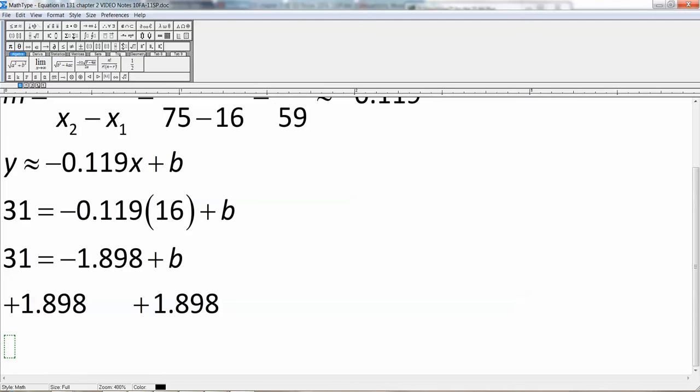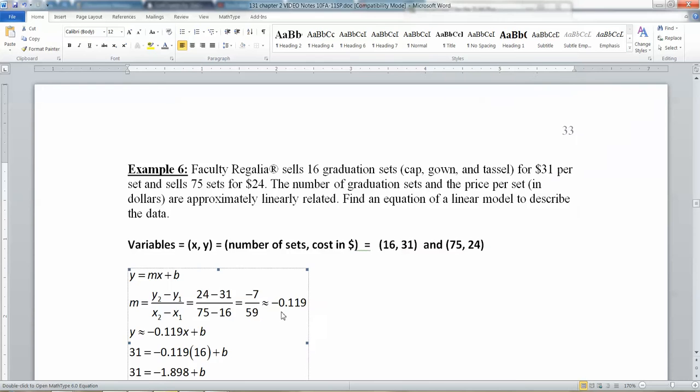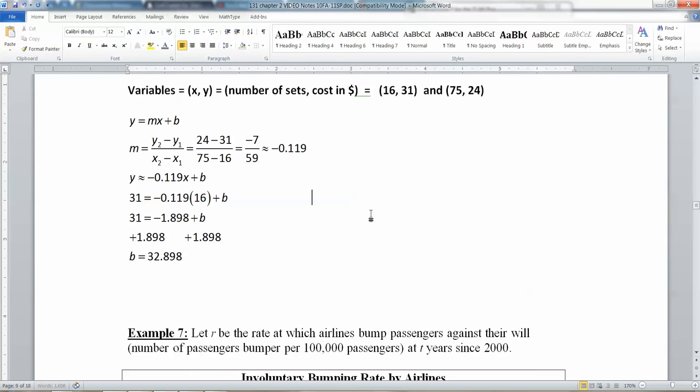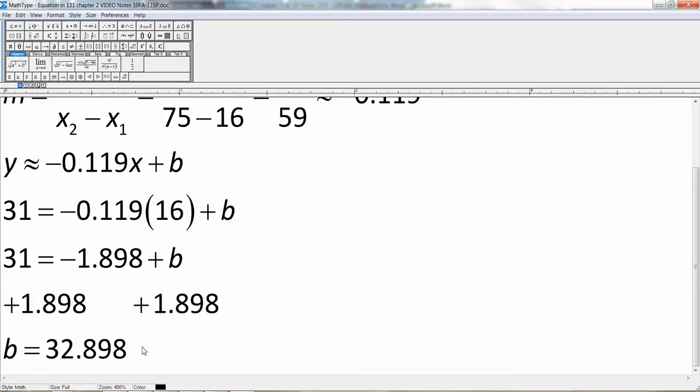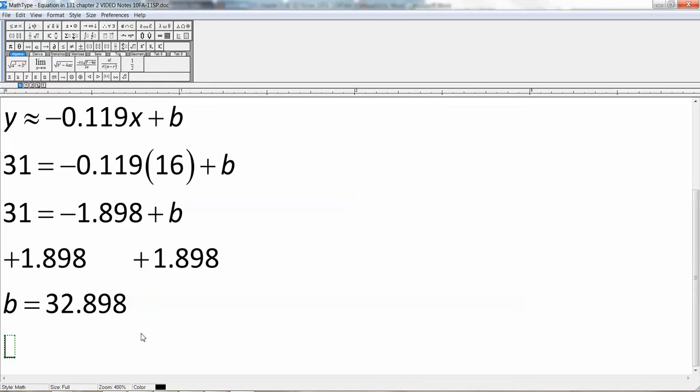Which means that b is equal to 32.898. Right? Now, if you use the other point, it should be very similar. Oops, I didn't finish writing it out. I better write it. It should be very similar, but it might not be exactly the same thing because we rounded. Or actually, we didn't round.